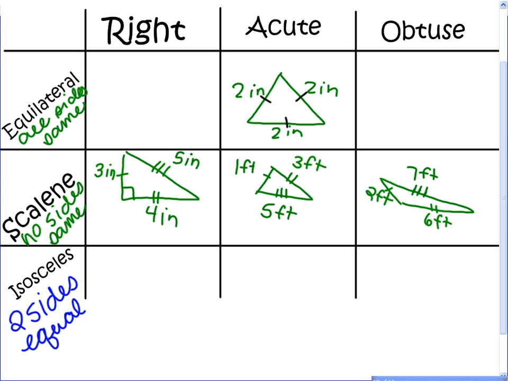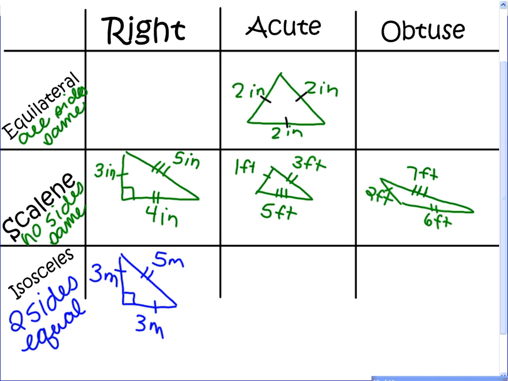I could have this side and this side be the same, and that side would be different. So I'd still have a right triangle. This side and this side would be the same, but that one is different. So I could do 3 meters, 3 meters. So that works.